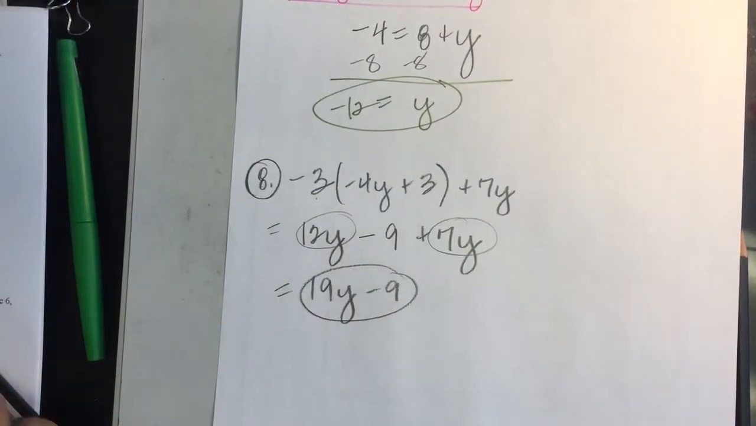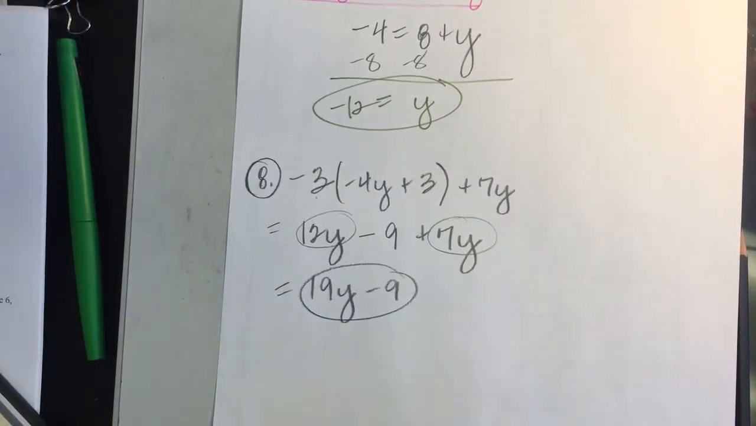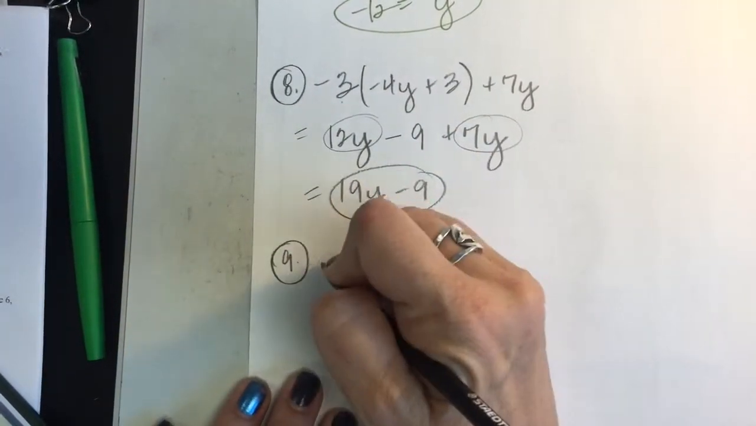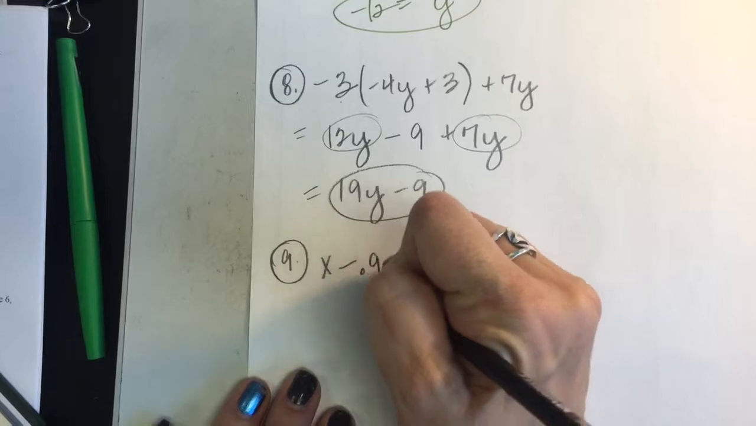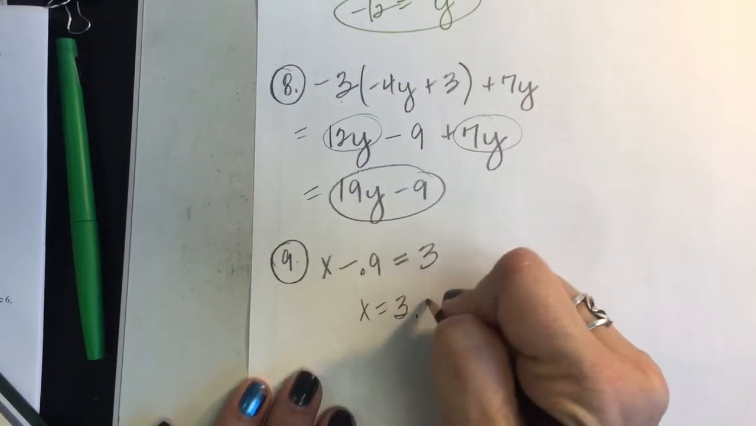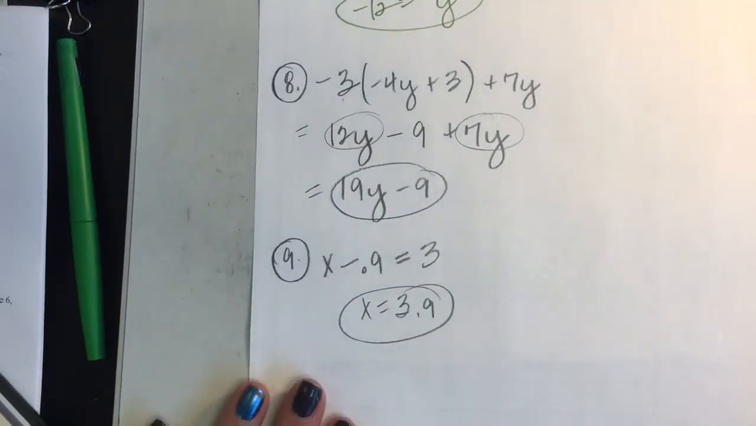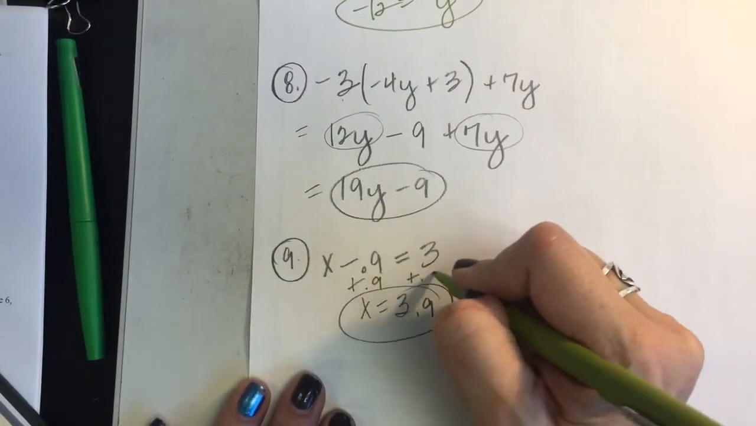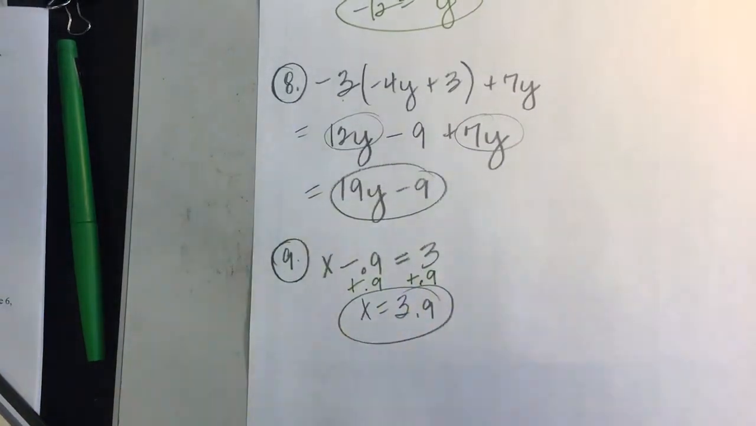And then number 9, last one. Okay, well, that was like the easiest problem in the world that dropped right there, huh? Add 0.9 to both sides, x is 3.9. Where did that weird little problem come from?